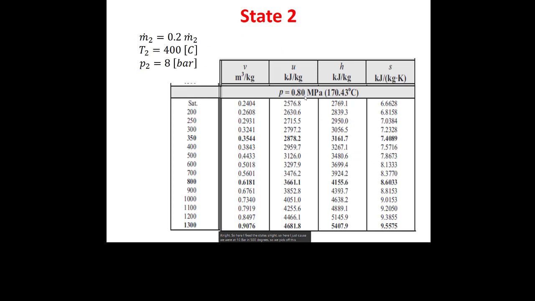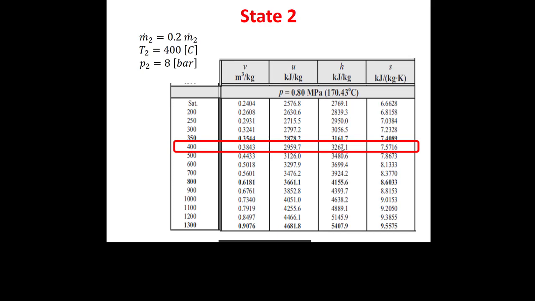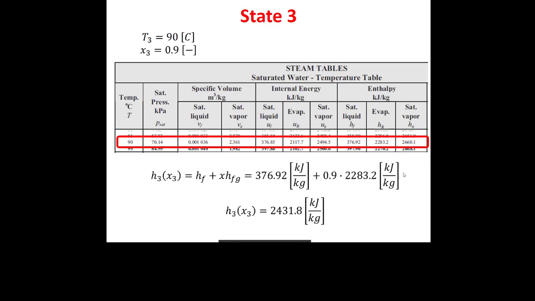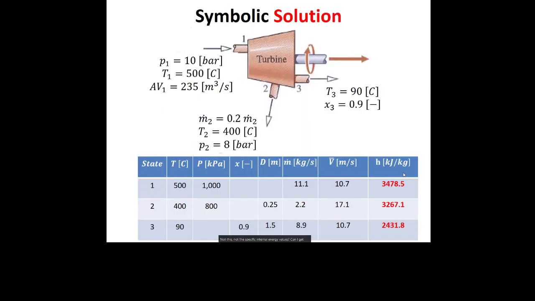This was at 0.8 bar and 400 degrees. So again, we just pick off the value. We didn't have to do any interpolation, which is nice. And then for the quality equation, we look at 90 degrees. We go all the way over here to the h values, not the specific internal energy values. And I get an answer for that.